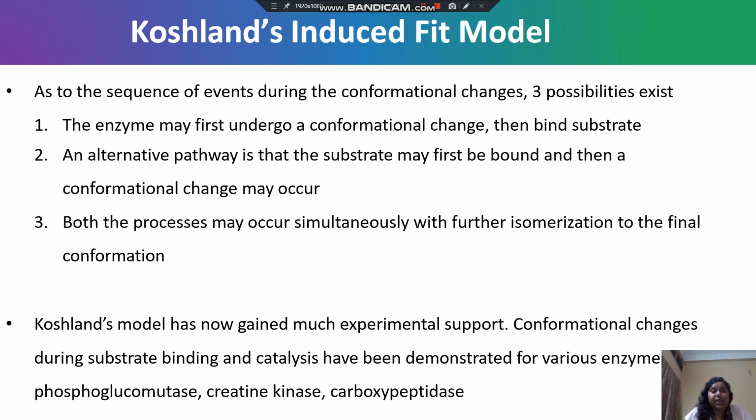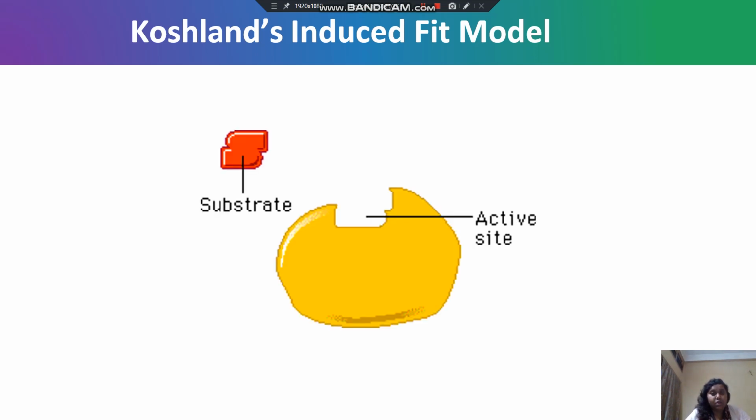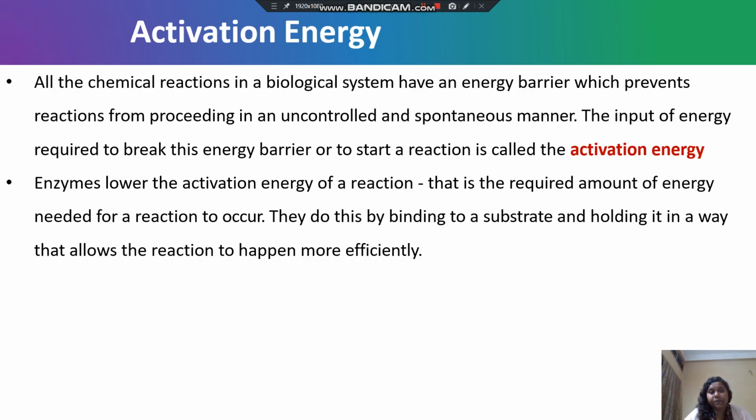Koshland's model has now gained much experimental support, and these changes during substrate binding and catalysis have been demonstrated for various enzymes, that is phosphoglucomutase, creatine kinase, and carboxypeptidase. So here is how the substrate and the active site react in this model.